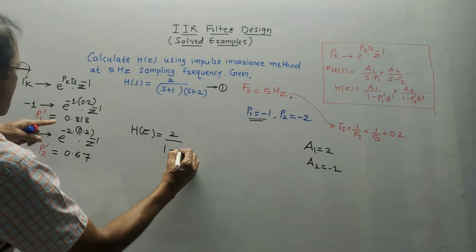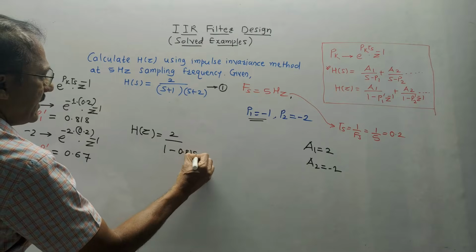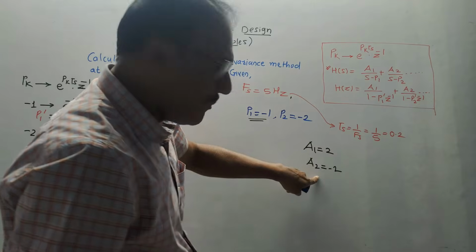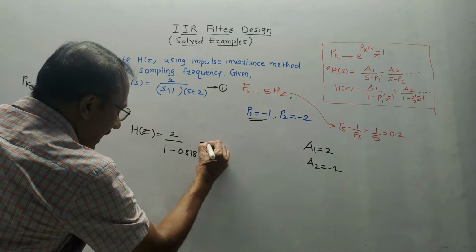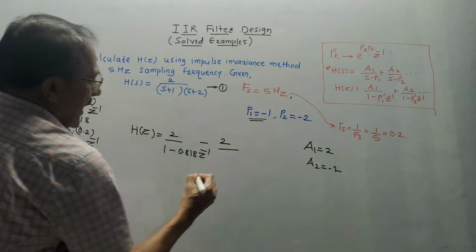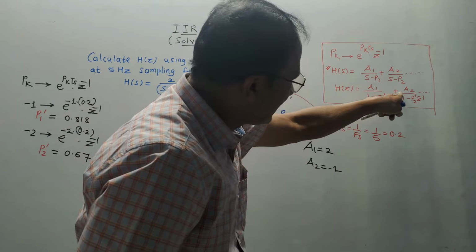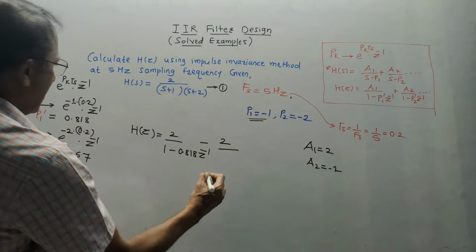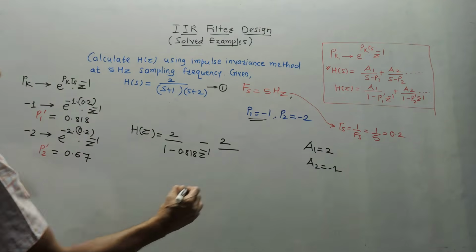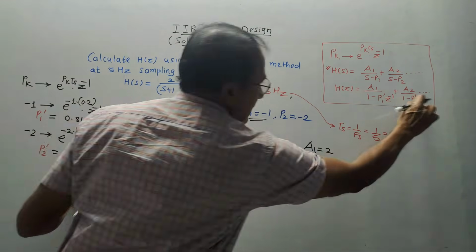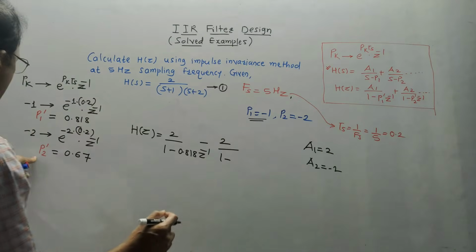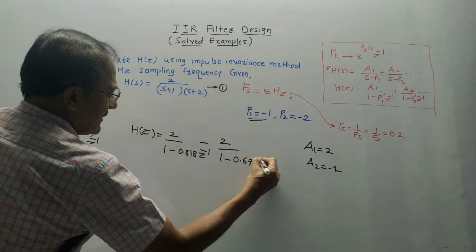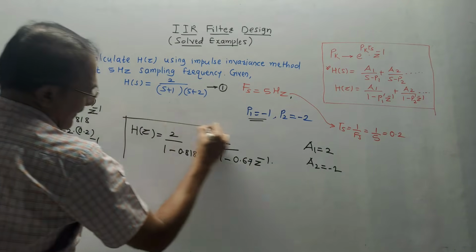The value of p1 dash is 0.818, so z raised to minus 1, plus the second term. The value of a2 is minus 2, so I will write minus 2 over here. Actually it is a1 upon this thing with a plus sign, but the value of a2 is minus, so I am writing minus 2 upon the same formula. So I need to write 1 minus, I am using this equation, p2 dash is 0.67, so it is 1 minus 0.67 z raised to minus 1. This is the final answer.